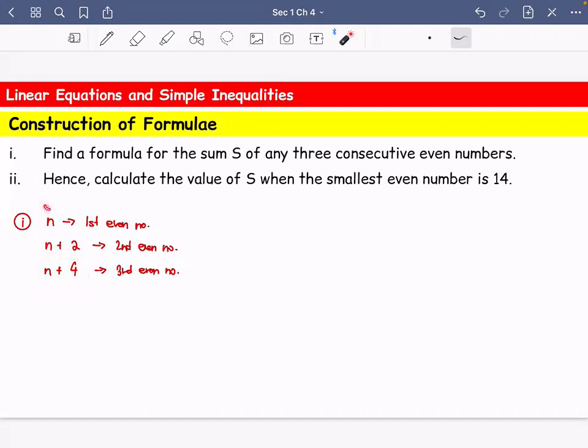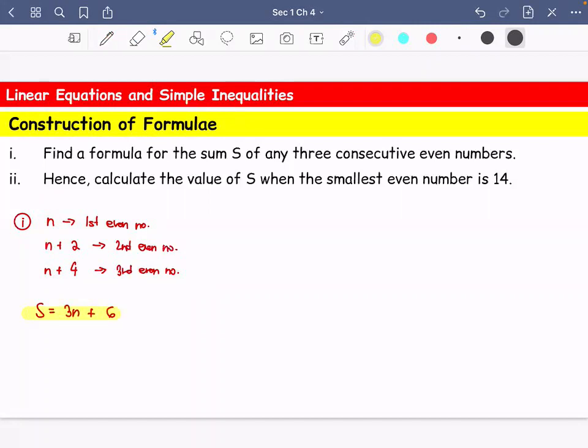That's why if n is 2, 2 plus 4 is 6, right? Anyway, for number 1, I think it's very basic now. So S is equal to 3n plus 6. Okay, that's it. Do you have any question, class, for number 1?